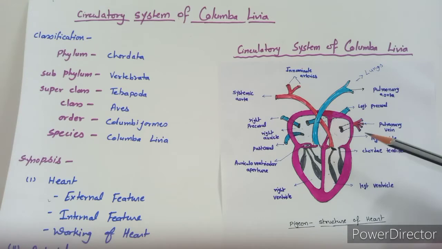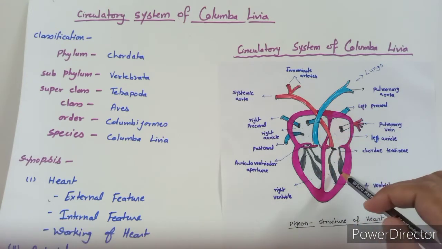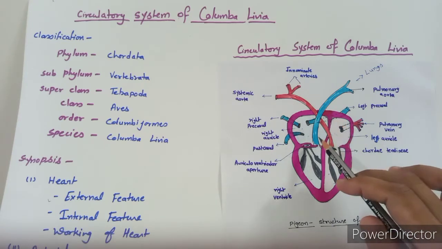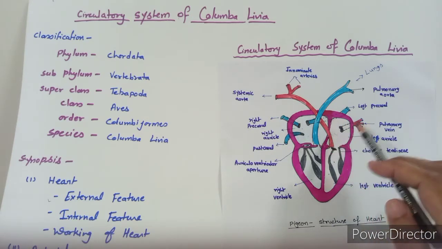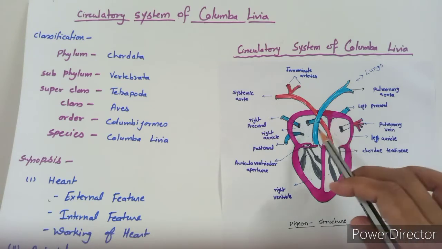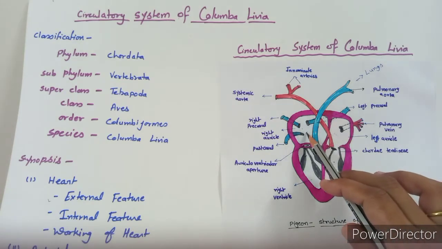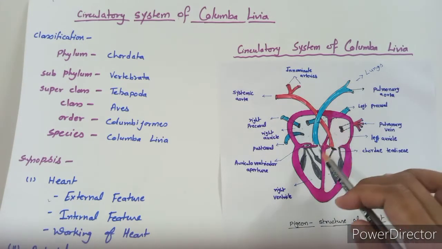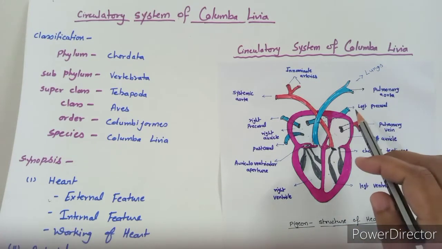When we talk about the internal structure, the heart has four chambers, which means in the pigeon it is a four-chambered heart like mammals. Okay, so these are the four chambers. First is the right auricle, left auricle, right ventricle, and left ventricle.